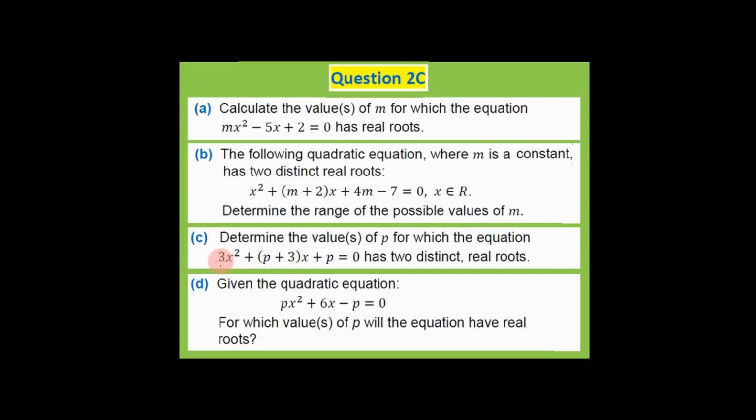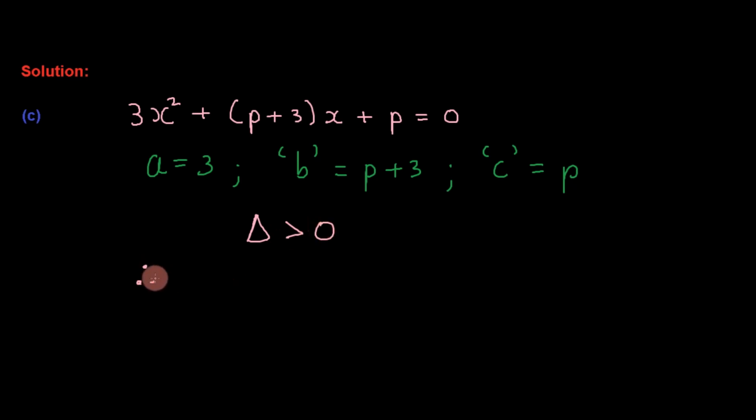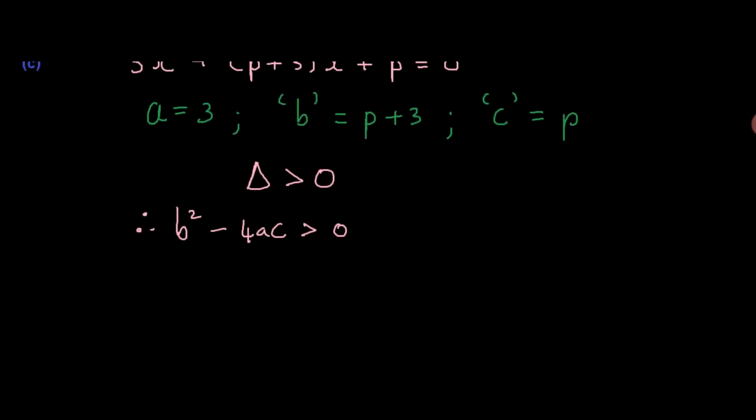Let's look at C. It says determine the values of p for which the equation, so this equation, has 2 distinct real roots. Once again, the roots must be distinct or unequal, so we're going to use delta strictly greater than 0. So then the values of a, b, and c: a is equal to 3, b, the x coefficient, is p plus 3, and c, the constant, is equal to p. And we said that we're going to use delta strictly greater than 0. So in other words, b squared minus 4ac greater than 0. Now we can plug in. So (p plus 3) all squared minus 4ac.